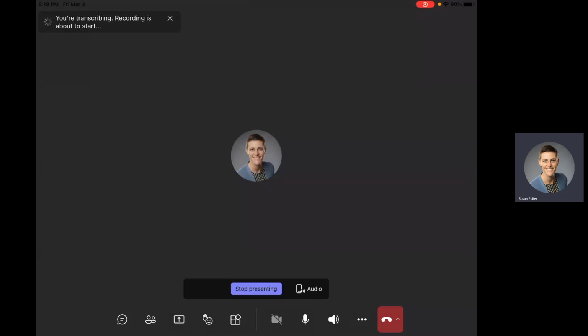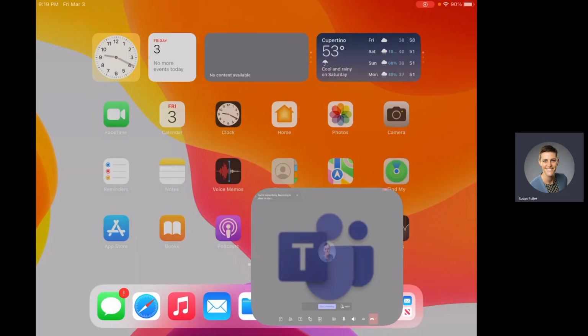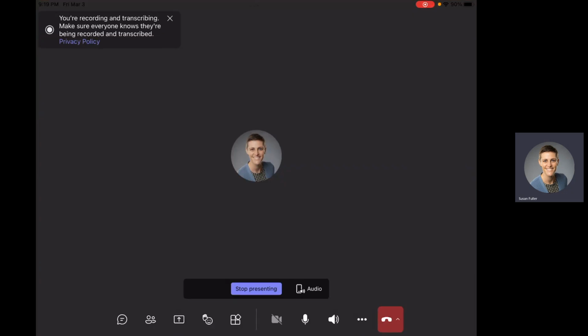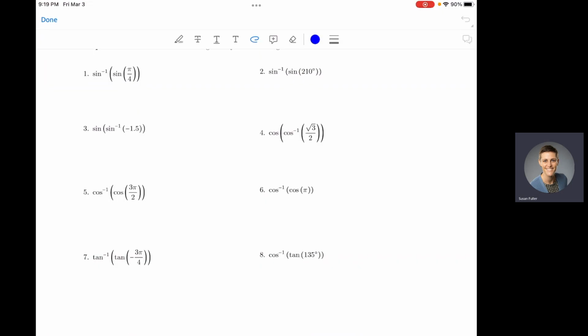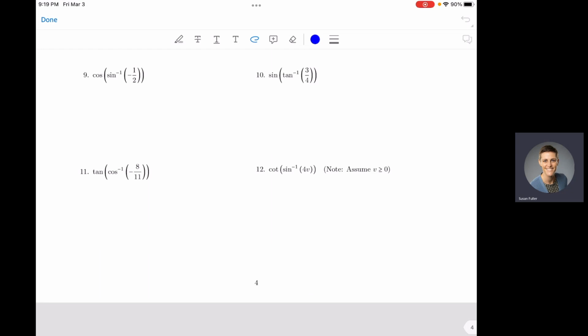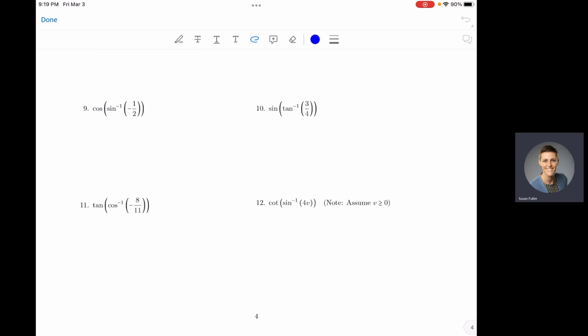Hello everyone. I wanted to make a quick video for you to go through a couple last examples with parallel parking with our inverse trig functions.